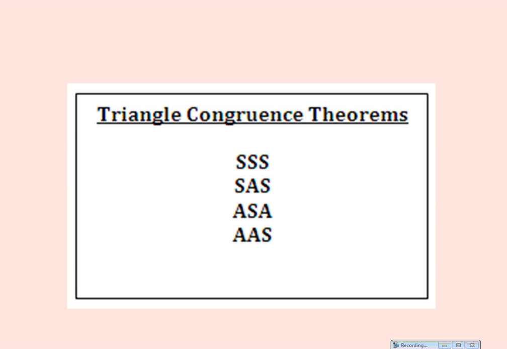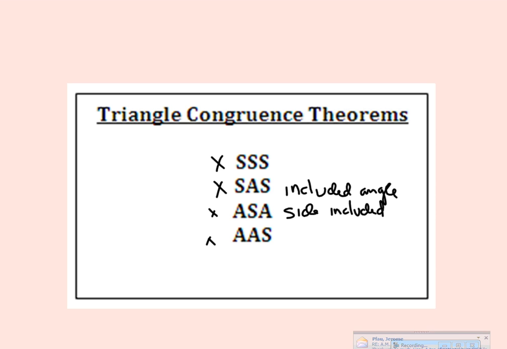All right, the triangle congruence theorems, we've talked about this before. We've got side, side, side, and side, angle, side. Remember, the angle is included. And we've got angle, side, angle, which is going to be the side included. And you've got angle, angle, side when it's the next consecutive side.